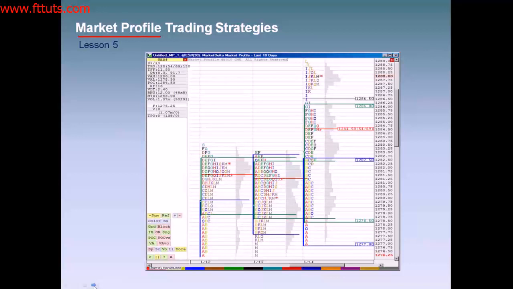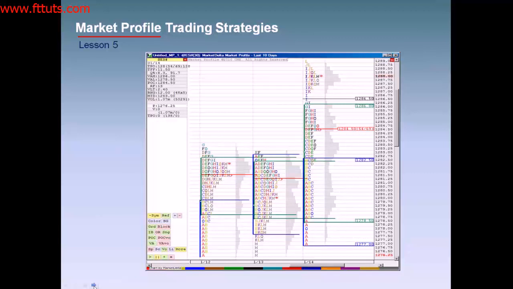Now let's put some of this conceptual thoughts or conceptual ideas into action a little bit on a profile chart and see how things sort of work out in the real world. I have before you here 3 different profiles.